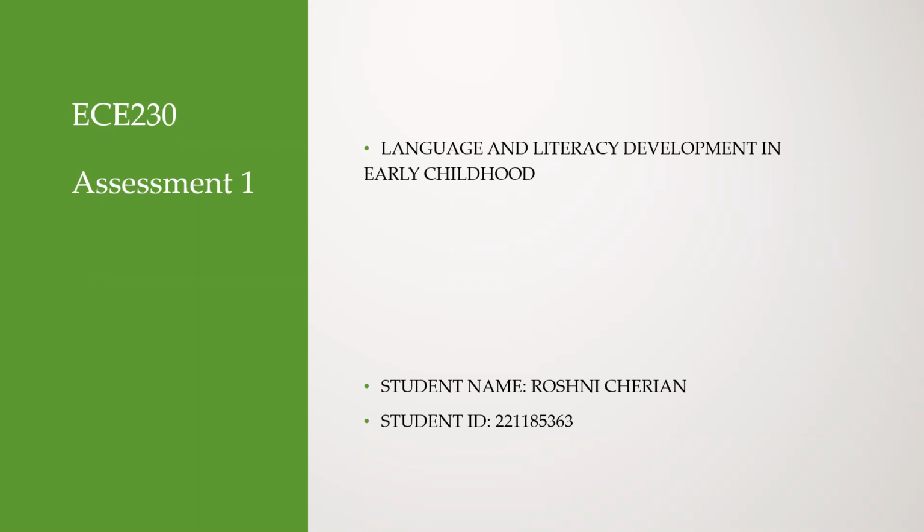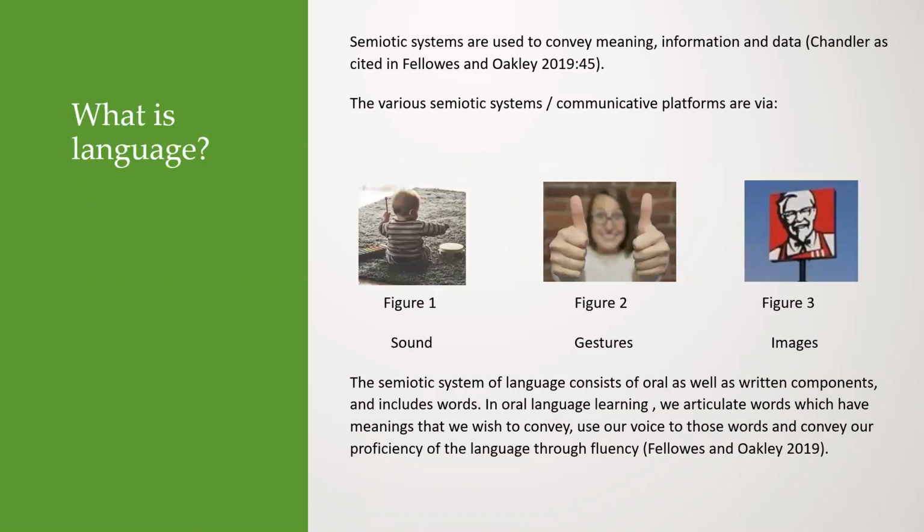to 5 years. My first slide is about how language is a semiotic system. Now, as humans, we can communicate through different semiotic systems, including sound, images, gestures. Two thumbs up, that would mean praise and encouragement. And we all know who Colonel Sanders is.